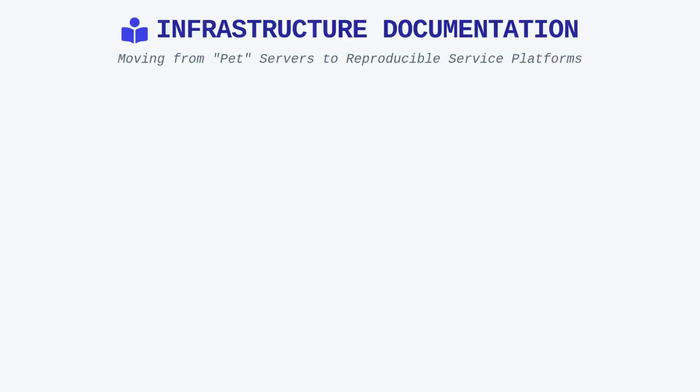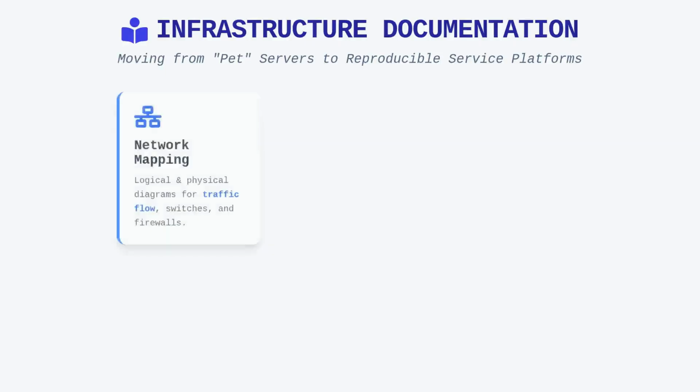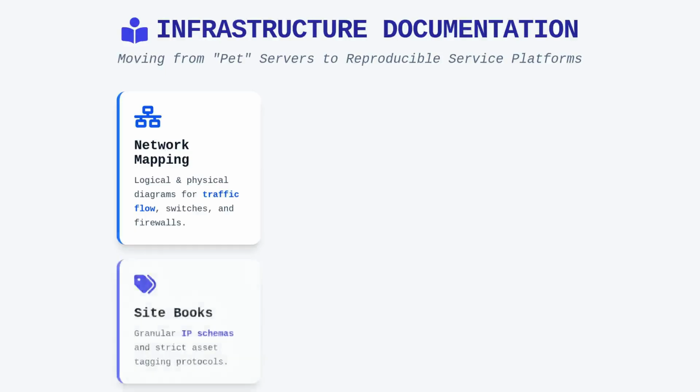Documentation is the silent partner of every professional administrator, yet it is often the first thing neglected under pressure. Your environment should have up-to-date logical and physical network diagrams that define how traffic flows through your switches, firewalls, and server racks. Beyond diagrams, sitebooks should contain granular details about IP schemas, server naming conventions, and consistent asset tagging protocols.